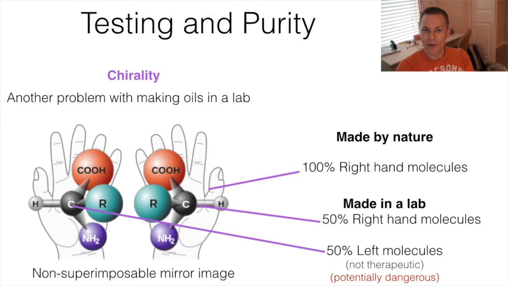This is one problem with essential oils made in a laboratory, because the other orientation of the molecule may not be as therapeutic, and it might actually be harmful in some cases. It may cancel out the therapeutic benefit of the orientation of the molecule that we want. So this is one problem with making essential oils in a lab, the chirality. And it's not going to give us as good an essential oil as before.